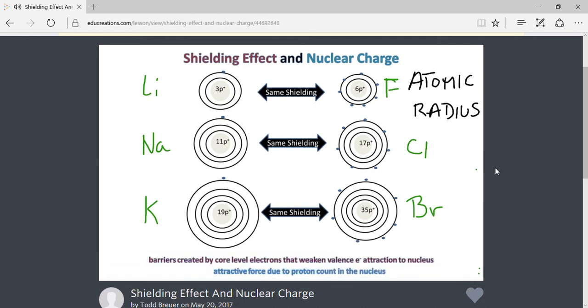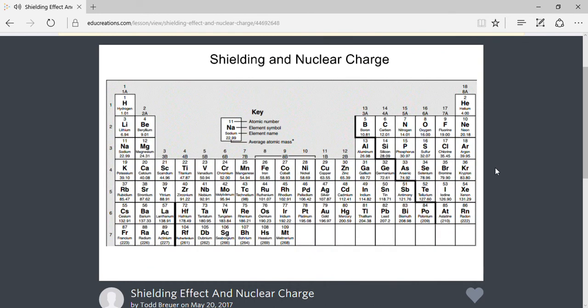However, the attractive force from the number of protons in the nucleus can also affect the size of the atom. More protons tend to be thought of as a stronger magnetic attraction, therefore affecting the size of atoms. Let's apply this atomic radius idea by looking at the periodic table.